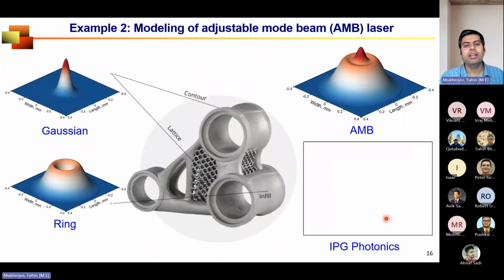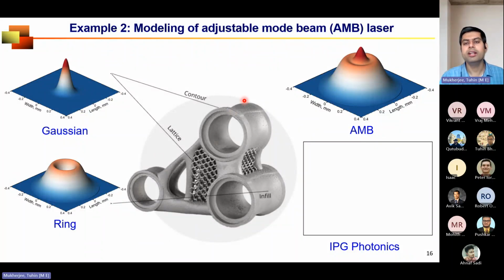The second example is modeling of adjustable mode beam laser. This is work that has just been published. This adjustable mode beam laser is a new technology in the field. We all know of the Gaussian beam, Gaussian laser, and we have probably heard of a ring beam, ring type laser, or some people call it a donut beam laser.